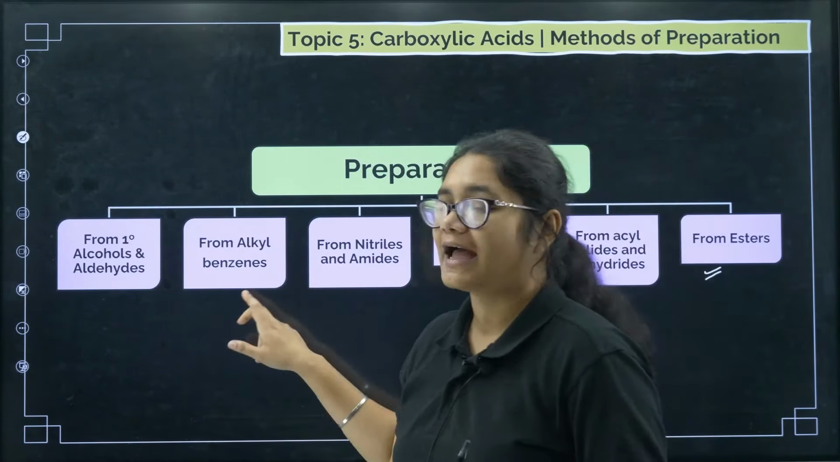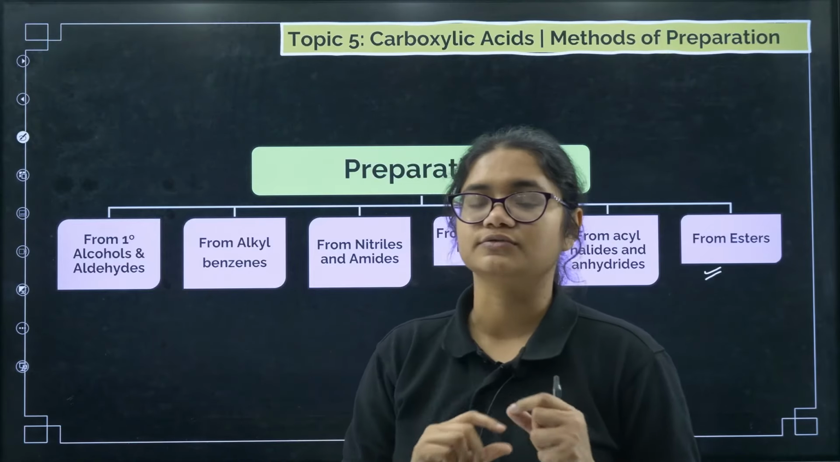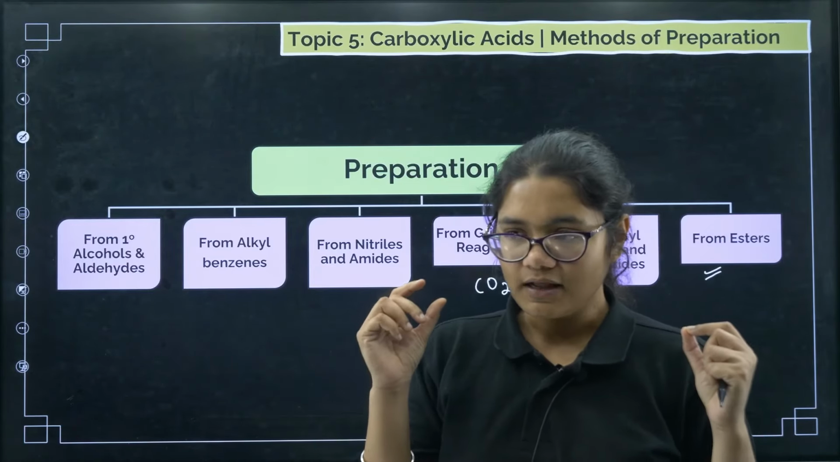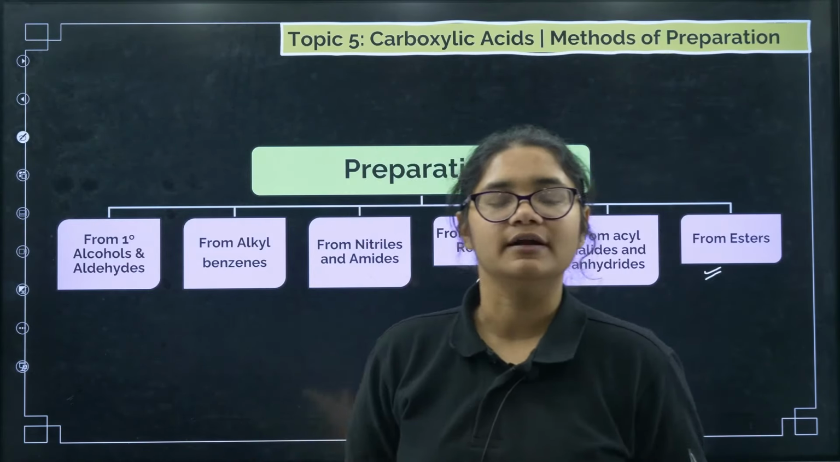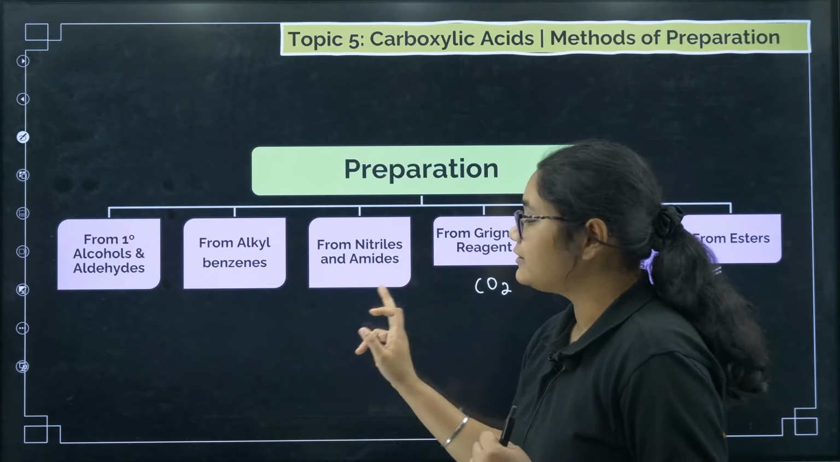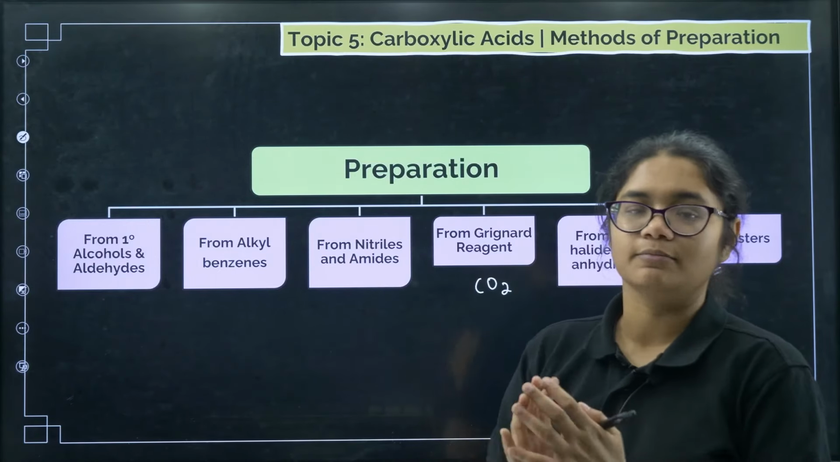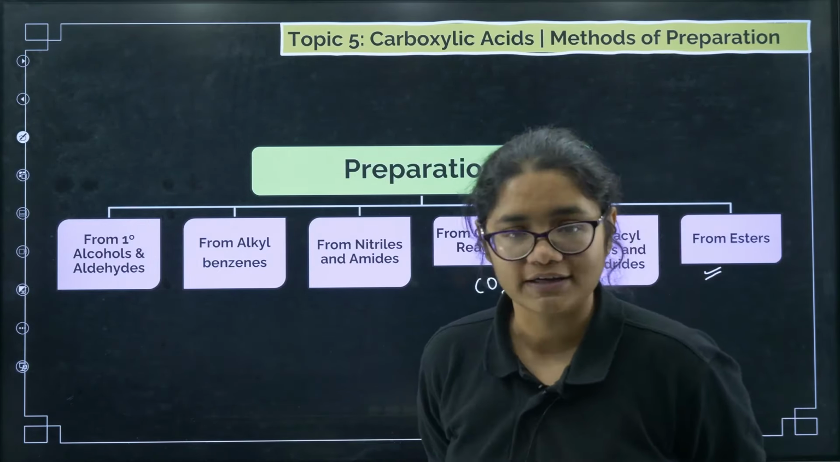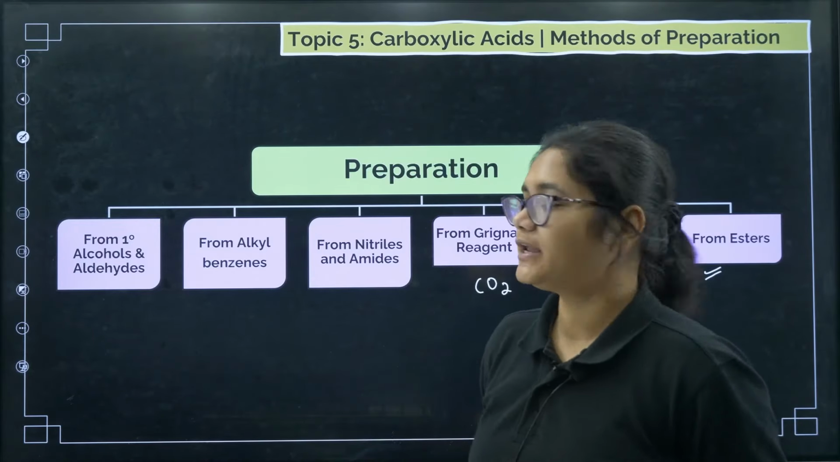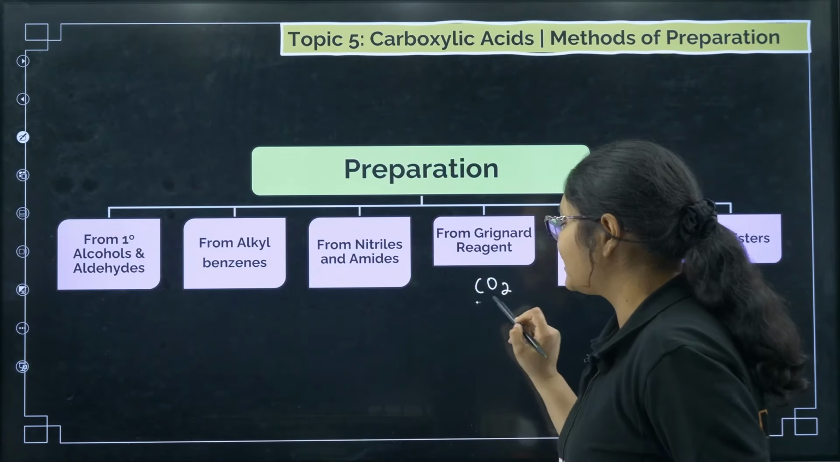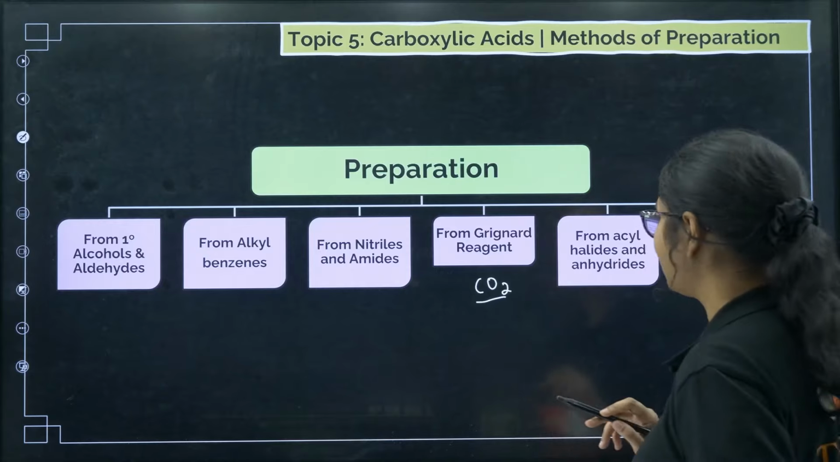Next one is from alkyl benzenes. Here also, if you use a strong oxidizing agent, it will get converted to benzoic acid. From nitriles and amides, if we do hydrolysis, we will get benzoic acid. A Grignard reagent should be reacted with carbon dioxide to give benzoic acid.